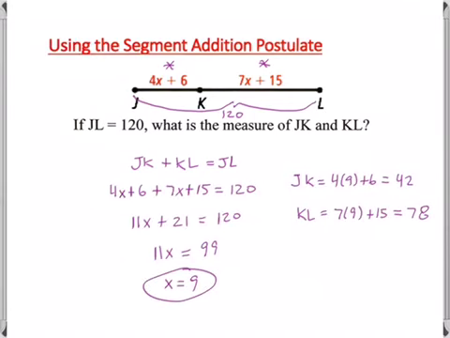So if you've done the work correctly, you will set up both expressions, add them together, and set equal to 120. Solving for x in this case, we get x to be 9. We then take x and plug it into the expressions for both segments, JK and KL. We should get that JK is 42 and KL is 78.